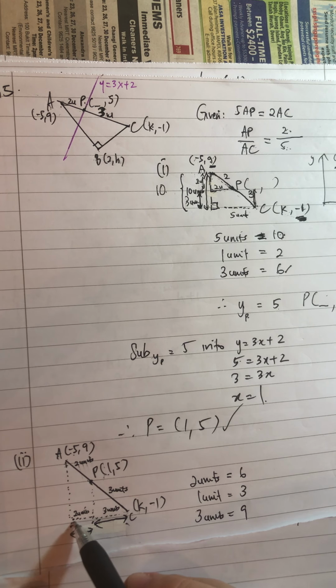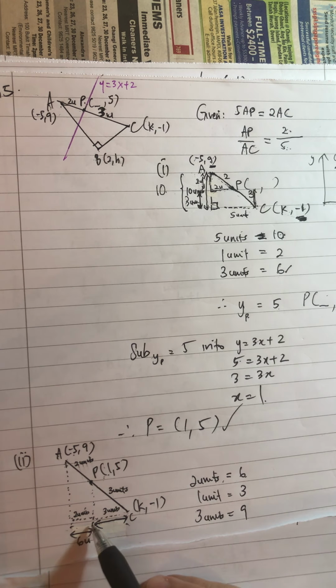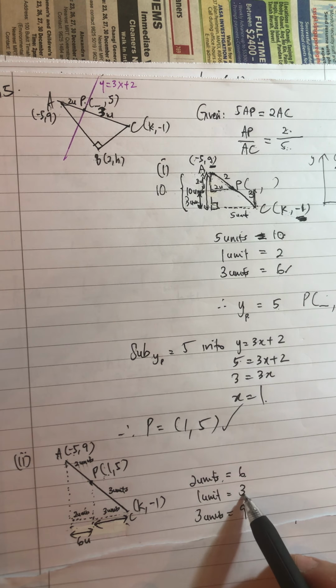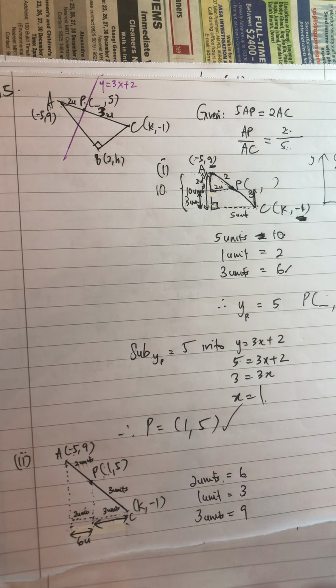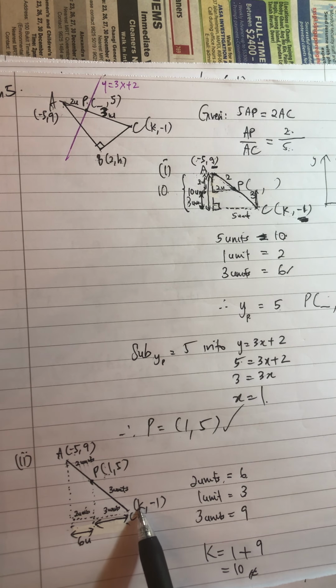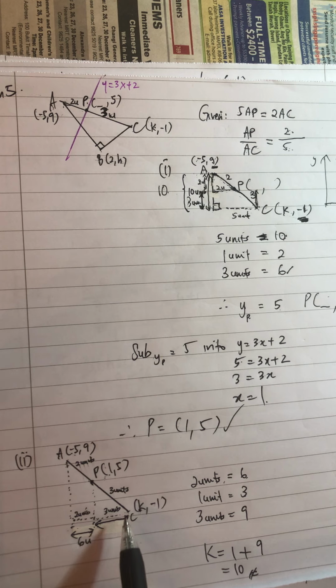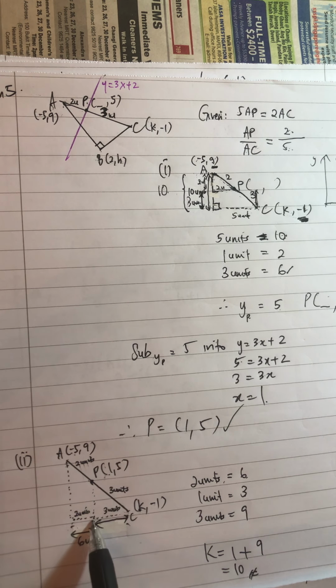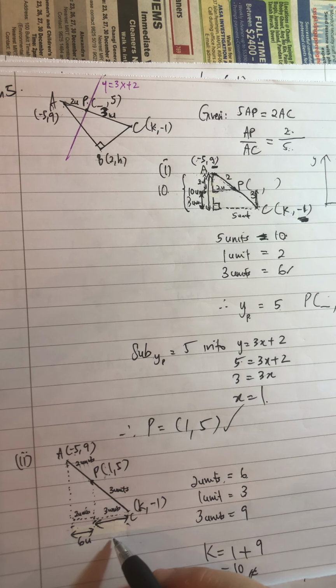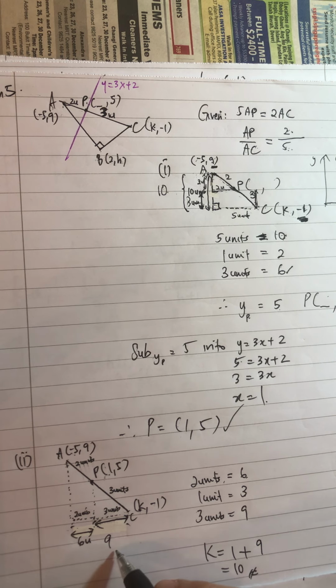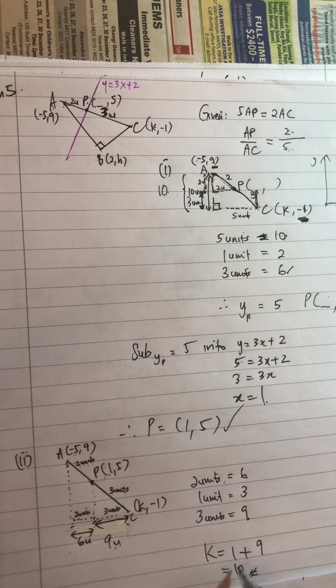Which means that the 2 units here is 6. Once I can find 1 unit, I'll be able to find these 3 units. Meaning to say that my K here is actually just the x value 1 plus 9, because this will be 9 units here, the actual units. The actual unit here is 6. Actual units here is 9. So what I need to do is just take 1 plus 9.